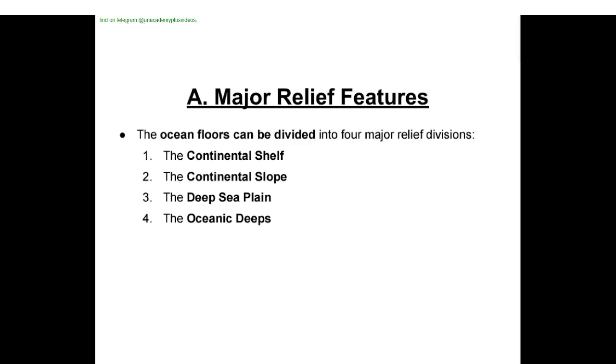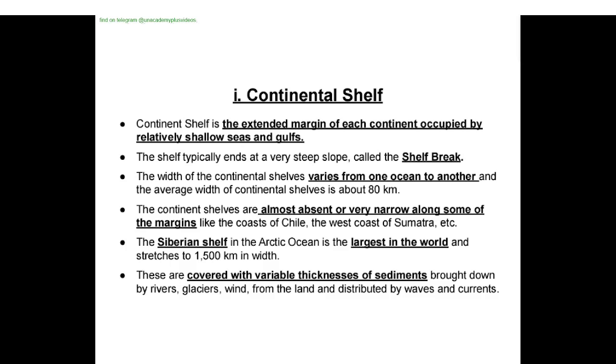Major relief features. The ocean floors can be divided into four major relief divisions: the continental shelf, the continental slope, the deep sea plain, and the oceanic deeps. Continental shelf. The continental shelf is the extended margin of each continent occupied by relatively shallow seas and gulfs. The shelf typically ends at a very steep slope called the shelf break.